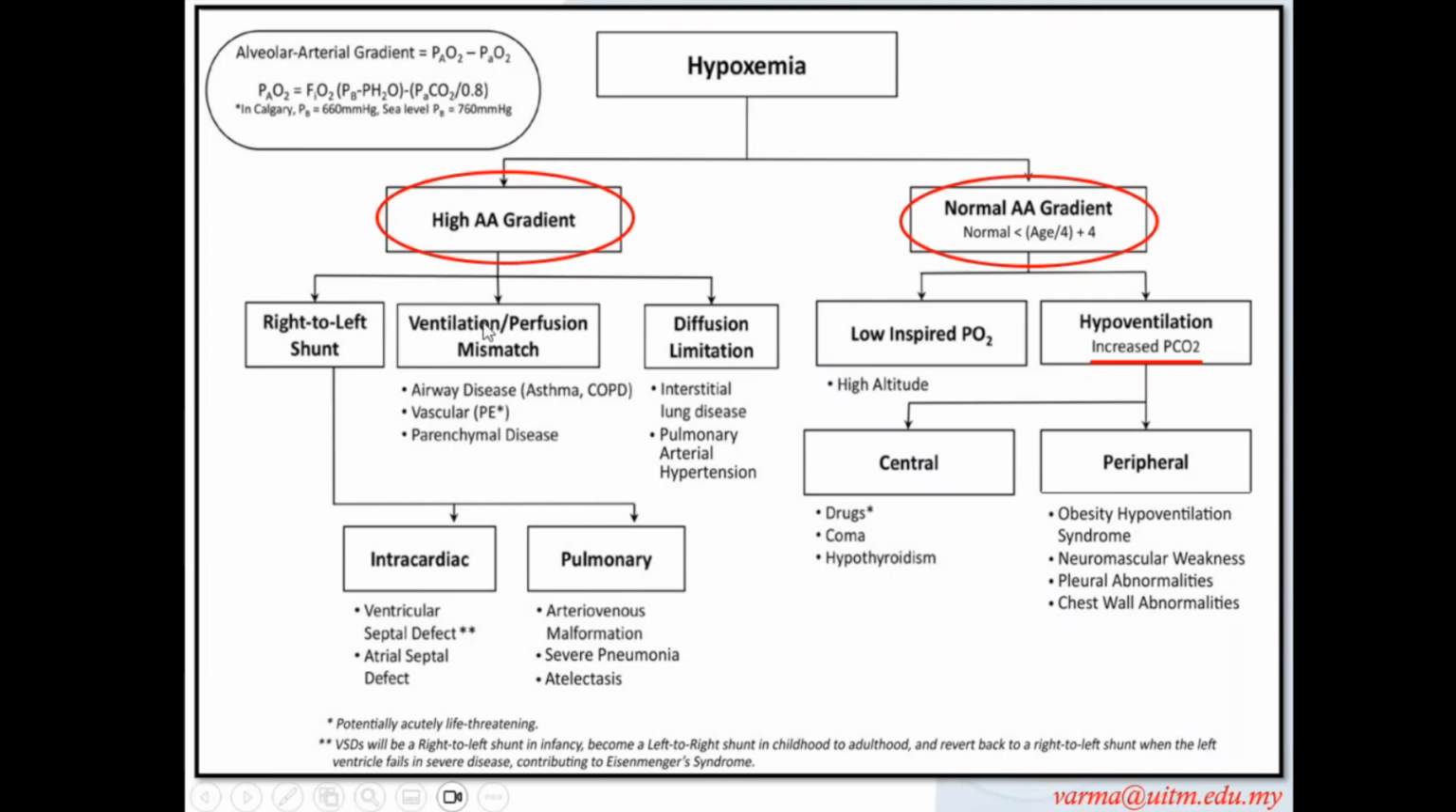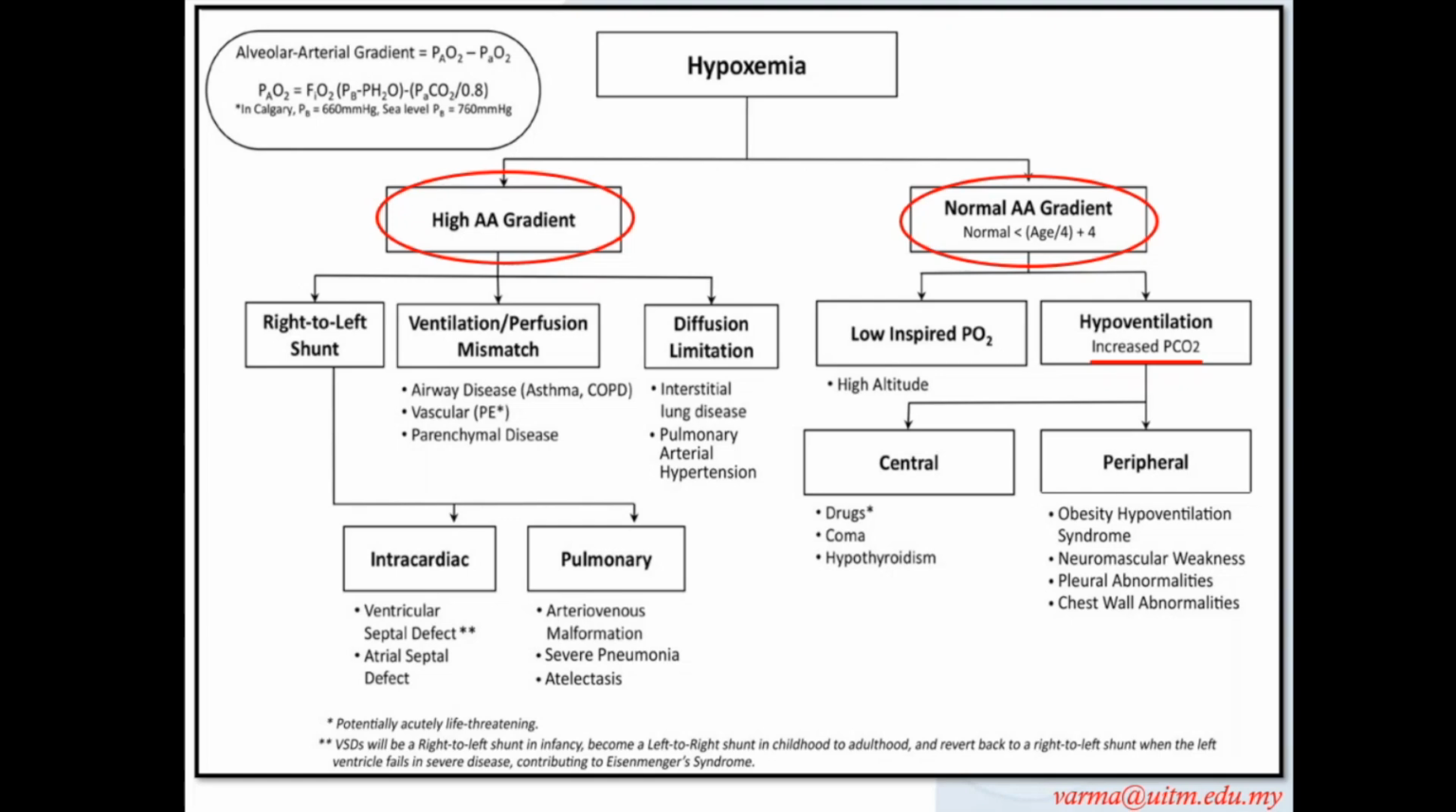Whereas in VQ mismatch, there's a problem with either the V or the Q. V can be airway diseases, and perfusion could be because of vascular causes like pulmonary embolism, or parenchymal disease. For shunt, mostly what we think about is the right to left shunt. Right to left shunt is the one that causes oxygenation problems. Left to right shunt most of the time does not, because our systemic circulation pressure is higher than the pulmonary circulation. So most patients, even with congenital heart disease, have left to right shunt. But once it becomes right to left shunt, it goes into Eisenmenger, which is the severe one.